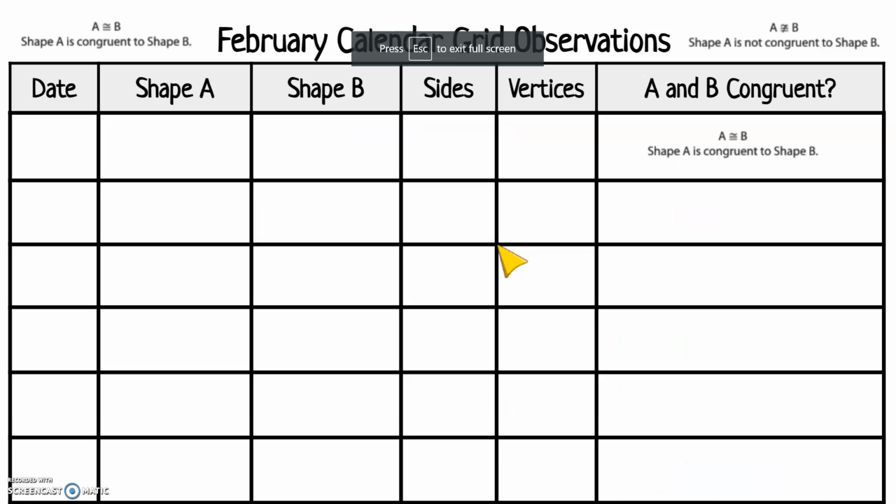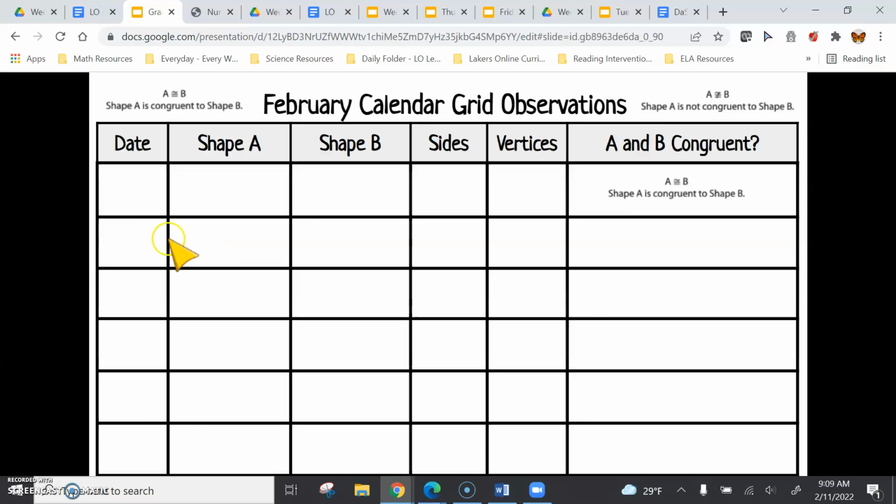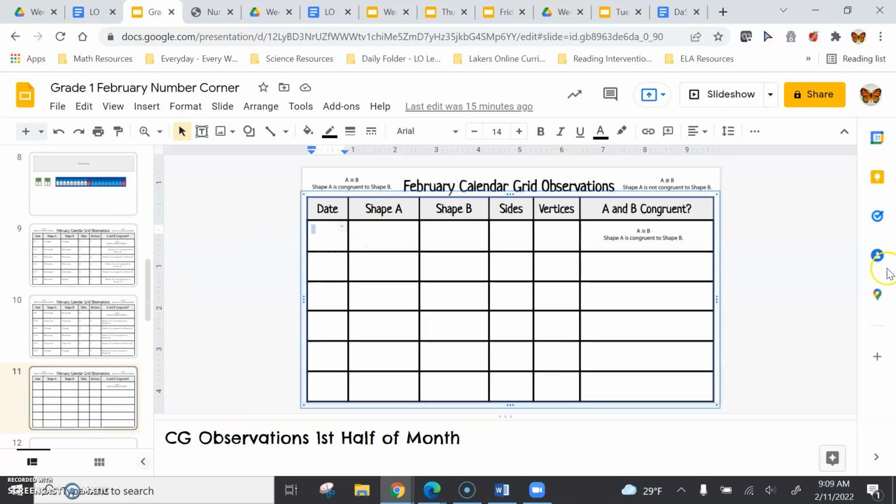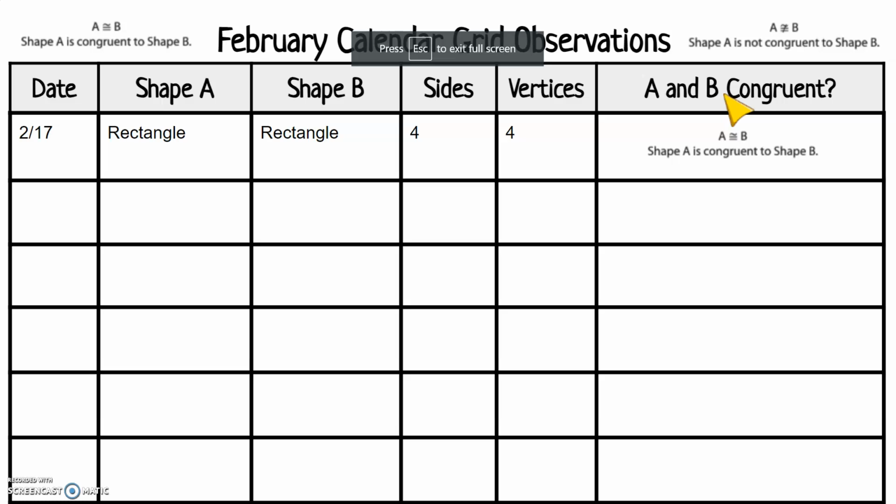Our grid is filling up really quickly. And as we do this, today is the 17th. We had a rectangle and another rectangle. There were 4 sides and 4 vertices. And shape A is congruent to shape B. That's what we have here. Very good. They are congruent shapes.